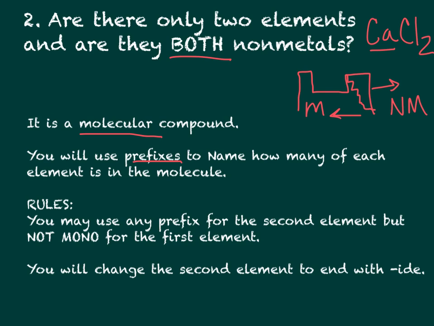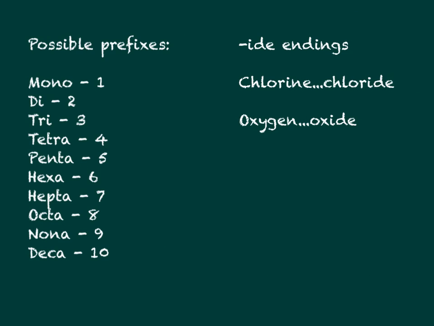And just as a review, our rules are that you may use any prefix for the second element, but not mono for the first element. And the second rule is that you will change the second element to end with IDE. Possible prefixes that can be used are mono, di, tri, tetra, penta, hexa, hepta, octa, nona, and deca.